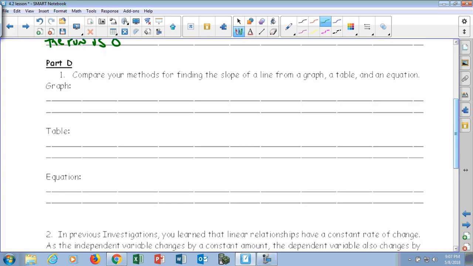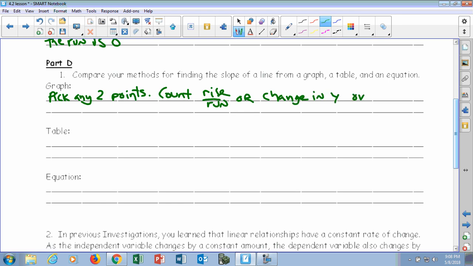All right, moving on to Part D. Compare your methods for finding the slope of a line from a graph, table, and equation. Well, remember, from a graph, we pick any 2 points, and then count rise over run, or what we call the change in y over the change in x.